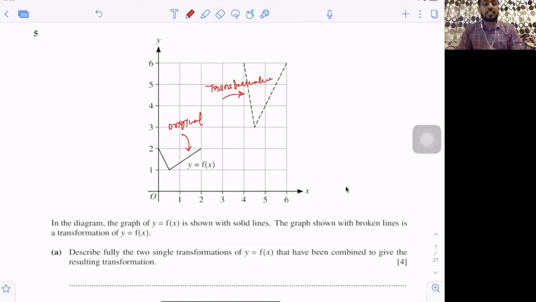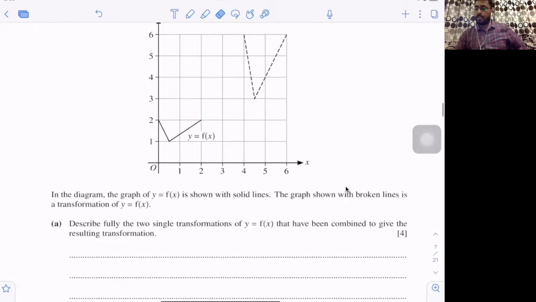What you want to do: describe fully the two single transformations of y equal to f of x that have been combined to give the resulting transformation. And the question is for 4 marks. Students, you really want to understand this question because I have seen people discussing this question based on the marking scheme. So you really want to understand how to arrive at that particular result. So I'm going to use a technique of getting the answer. Observe carefully what my procedure is.